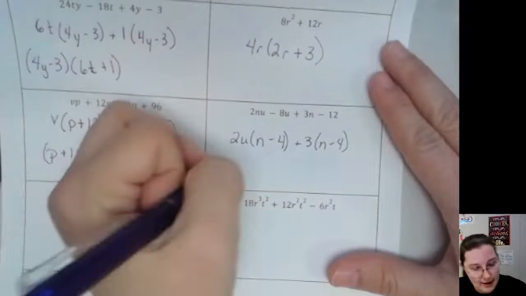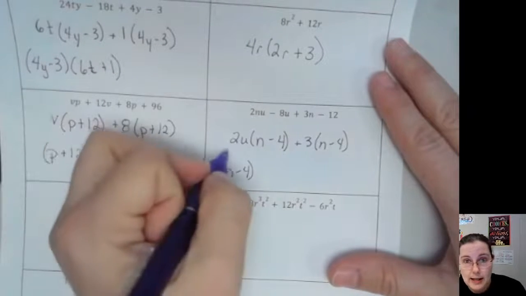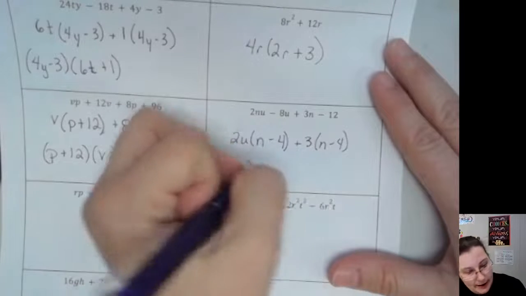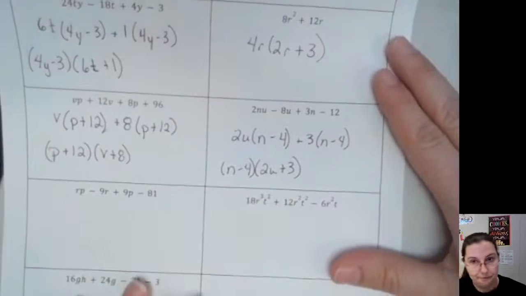So now when I look at this, I'm going to have that n minus 4 as my common factor, and then I have that 2u and a plus 3 left over. So 2u and a plus 3.